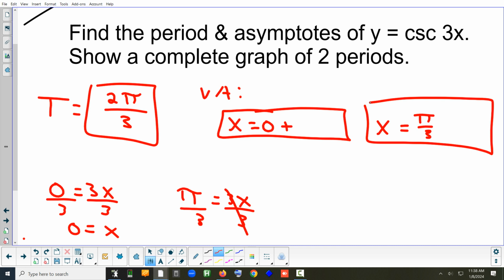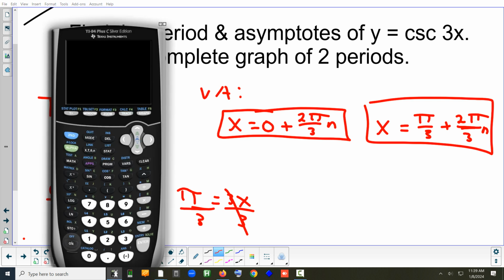In general, how often does an asymptote repeat? Every period. Well, we have the period right there. So plus that, and technically you don't need the 0 because 0 plus 2 pi over n is just 2 pi over n. And same with this one. Now, is that kind of a long way to describe the asymptotes? Yes. You could merge these 2 together and say one thing instead of 2, but most people just find it simpler to just say 2. Okay, and they want to see 2 cycles.